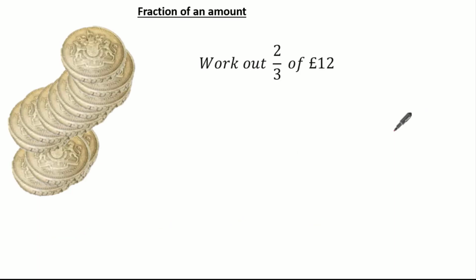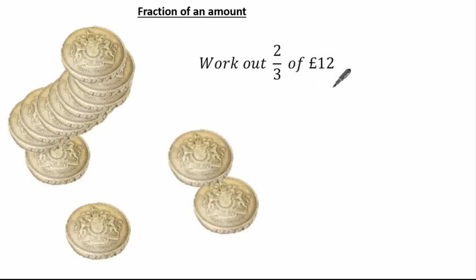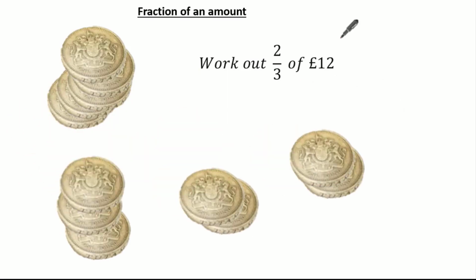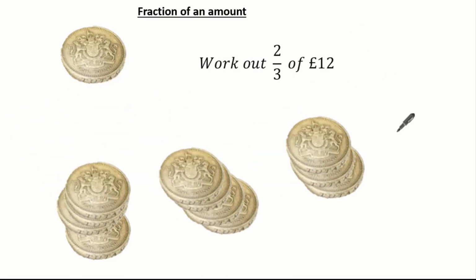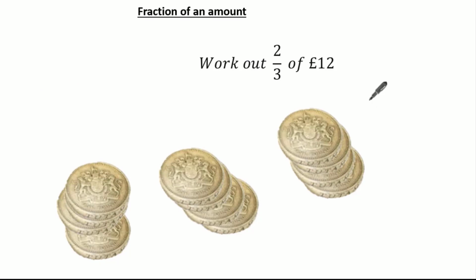Now the next question asks us to work out 2/3 of £12. So just like before, we need to split it into 3 groups because the denominator states 3. So splitting our £12 into 3 groups, you can see how much we have in each group. But the question wants me to find 2/3. So this would be 1/3. This means this would be 2/3. So that means 2/3 of £12 is £8.